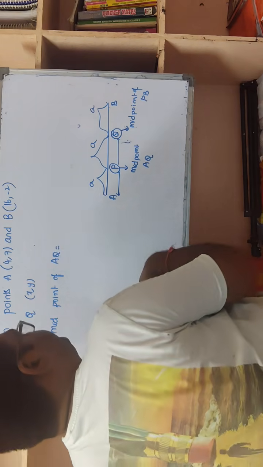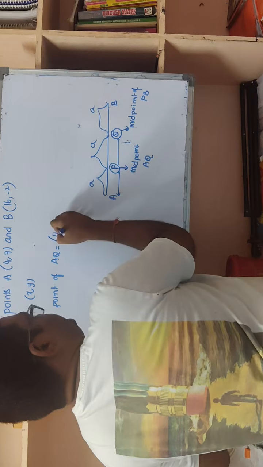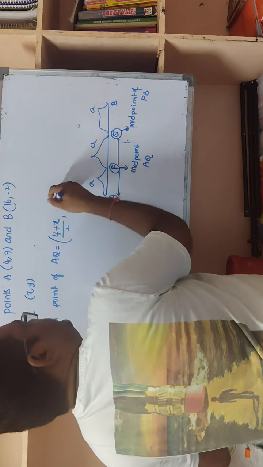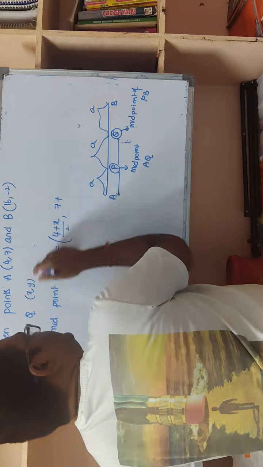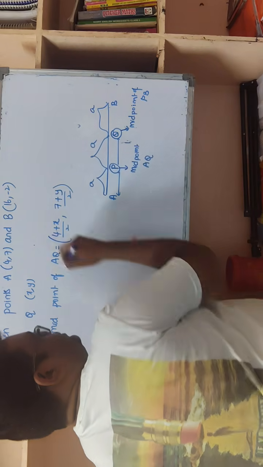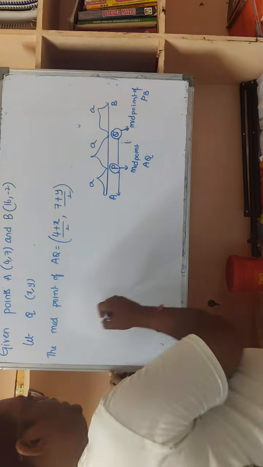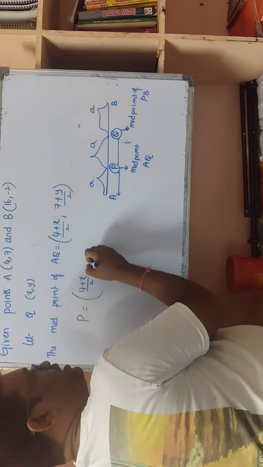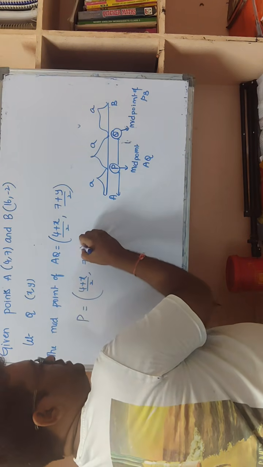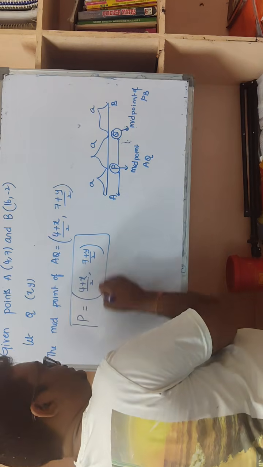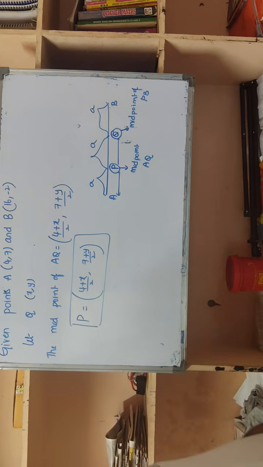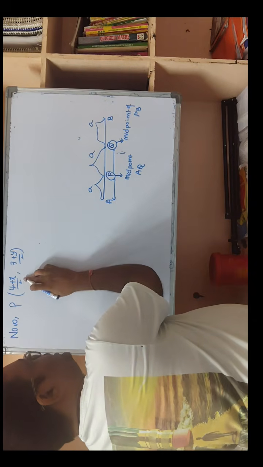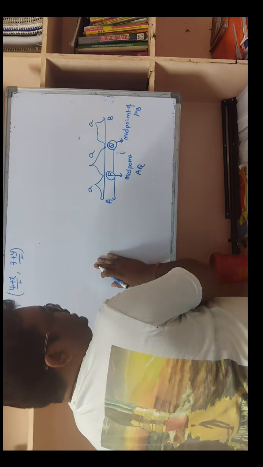AQ is equal to (4 plus x)/2, and (7 plus y)/2. The midpoint of AQ, that is P, is equal to ((4 plus x)/2, (7 plus y)/2). So P coordinates are ((4 plus x)/2, (7 plus y)/2). We got the P point.